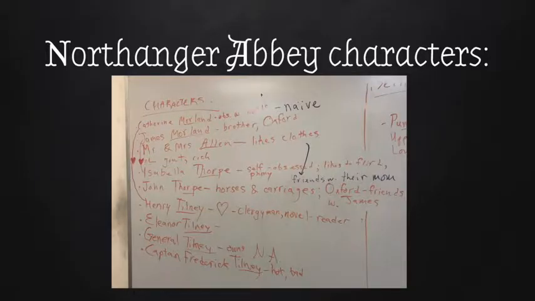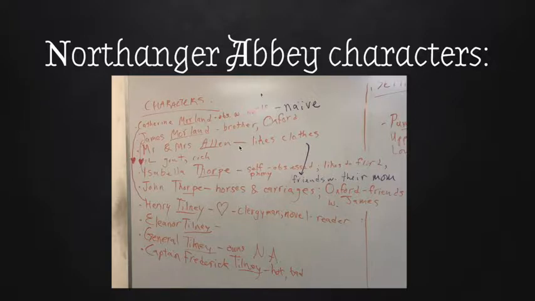Here's a little bootleg chart I made on the board when I taught this last year. The characters. We've got Catherine Morland. She's obsessed with novels. Remember, we have obsessions. She's also very naive. James Morland is her brother. He goes to Oxford, which is the big university in England.